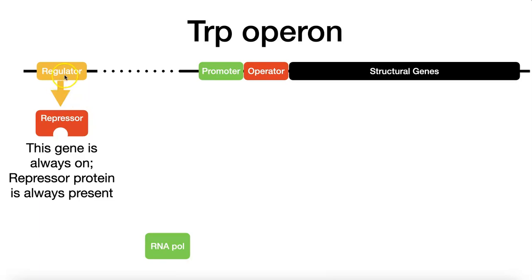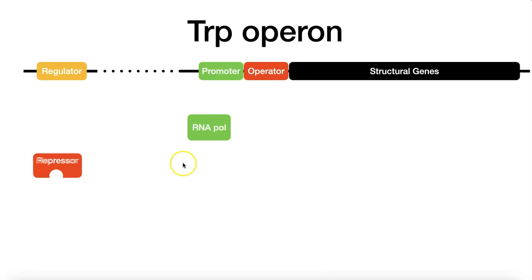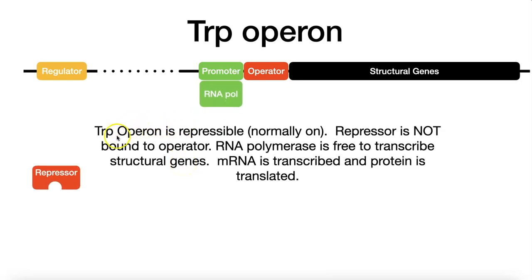So again, the regulator is a piece of DNA that makes this repressor protein. In this case, just like the lactose operon, the repressor protein's always present. RNA polymerase is another protein that's constantly being translated, so these two proteins are present. But what's a little different about this one is that in the default state, the repressor is not able to bind to the operator. So this site is currently empty. Although the repressor is present, it is not active. It cannot bind to the operator in this state. So the repressor is not bound to the operator.